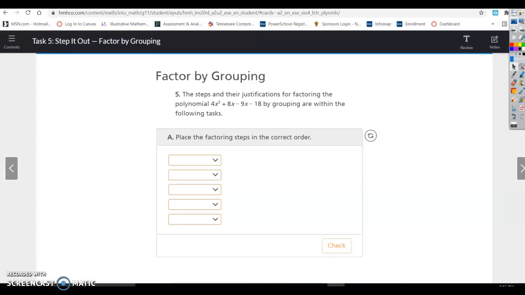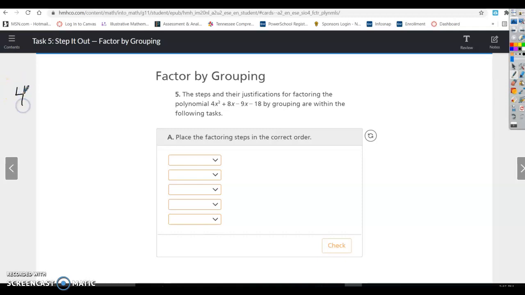All right, we're still in 4.4 and we're starting task 5, factor by grouping. The steps and their justifications for factoring a polynomial by grouping are within the following task. Place the factoring steps in the correct order. All right, so when I do this, I like to kind of work it out on my own first.